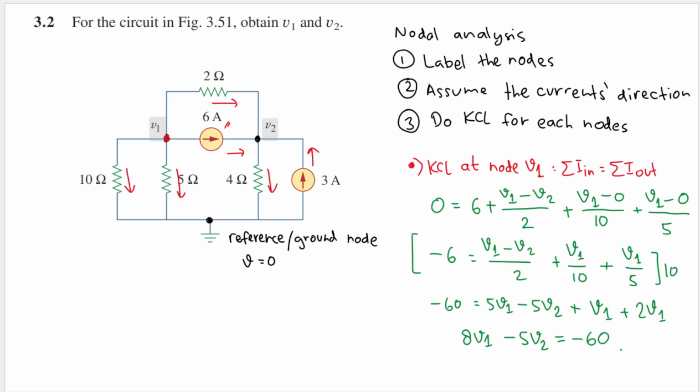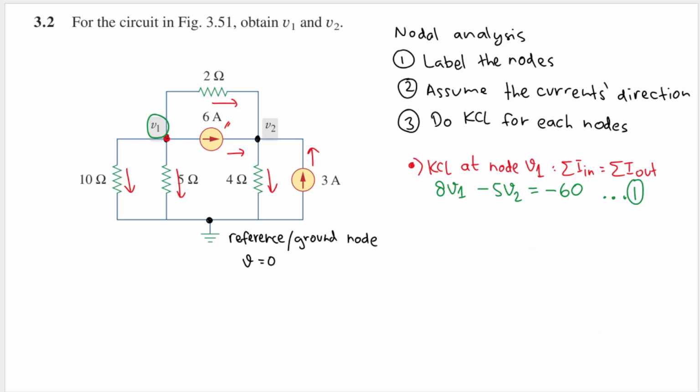here. Okay, and I think nothing further that we can do from the node V1. We have done this, and let's save this as equation number 1. Okay, and that is good. Now let's do KCL at node V2, but let's clean up the slide first. Okay, now we need to do KCL at the second node, which is V2. Okay, let's rewrite that. So we will have KCL at node V2.